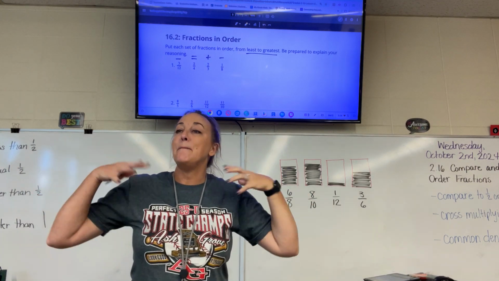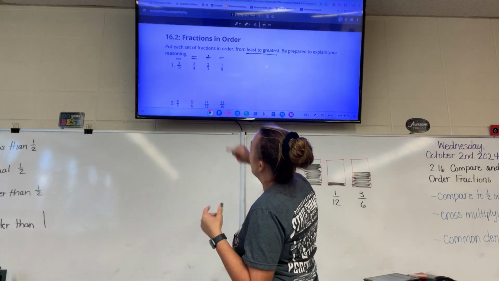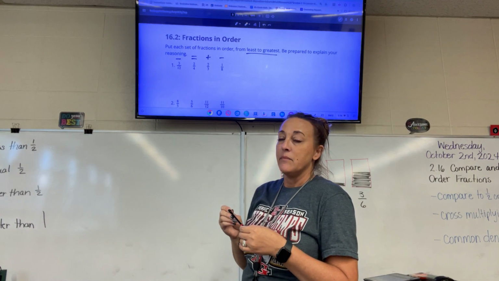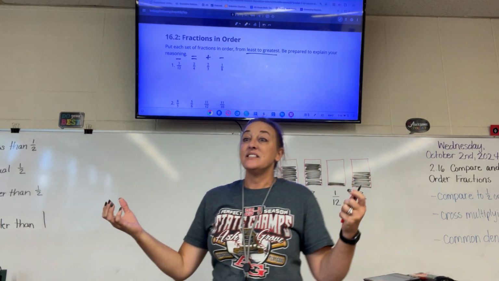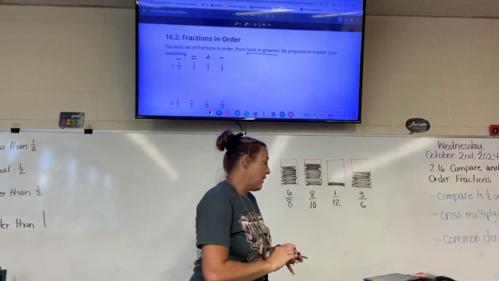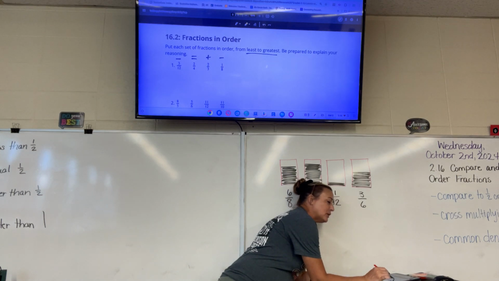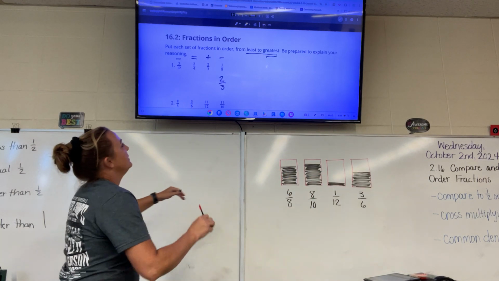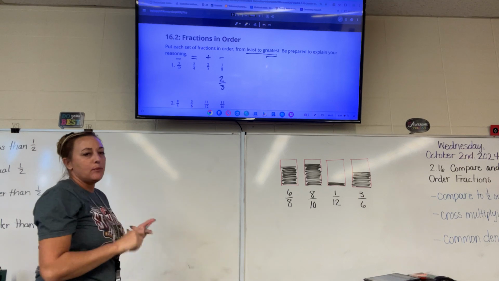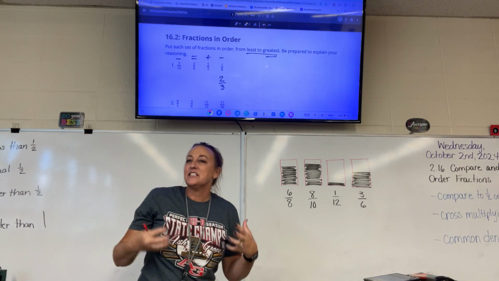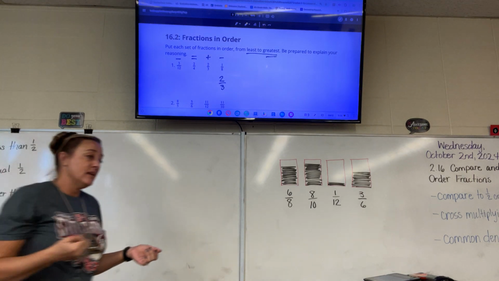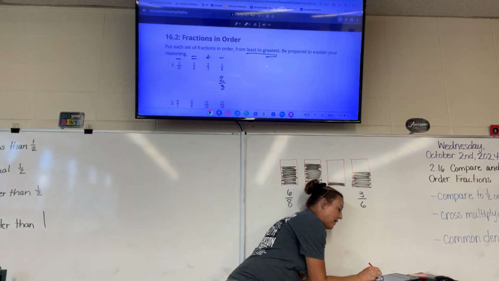So what's my biggest fraction out of those 4? 2/3. Yes, because that's the only one that's more than half. So everybody, since it wants us to put greatest last, I want you to put 2/3 at the farthest end. 2/3 underneath 1/8. Now we're done with 2/3. What's the next biggest fraction? 2/4, because that one is equal to half.